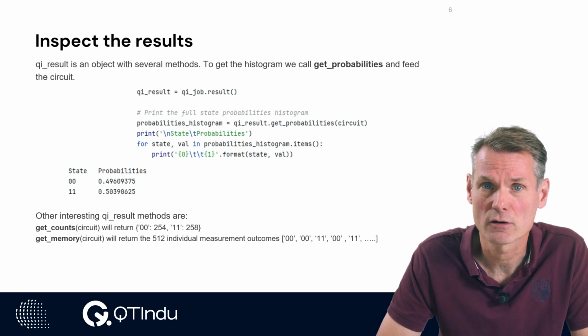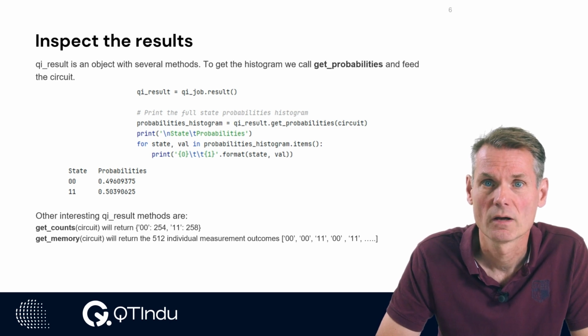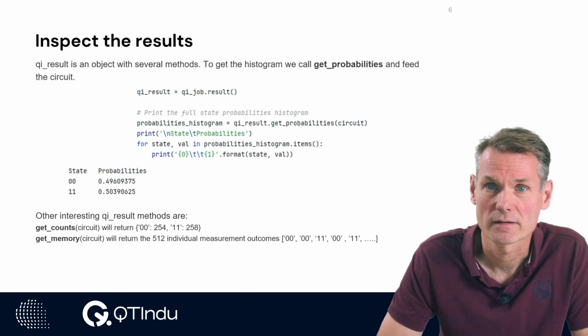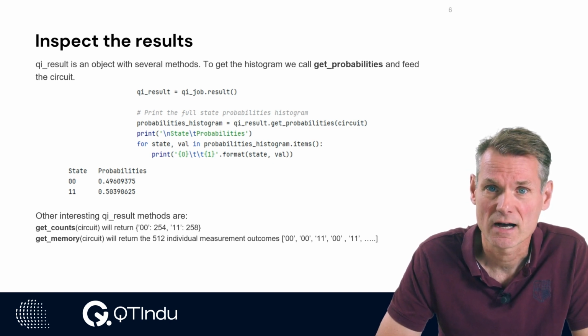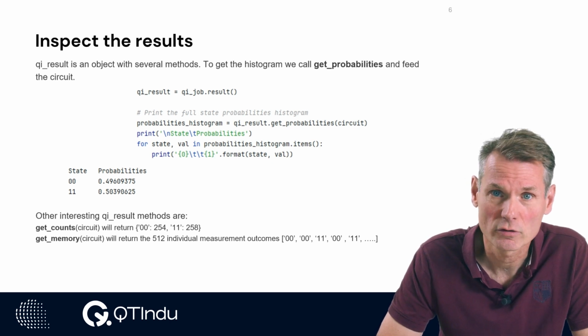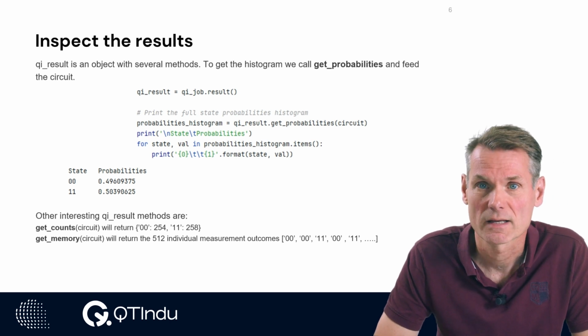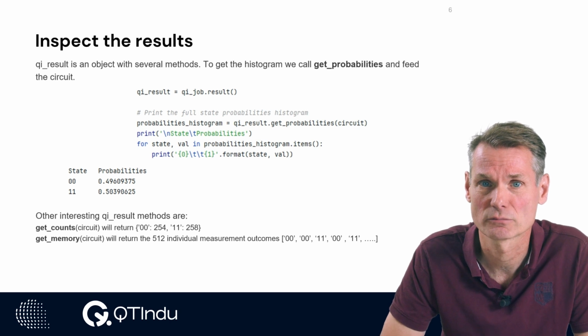Qiskit functions often allow you to specify 1 or multiple circuits as a list. Other interesting methods we can use on QI results are getCounts, getMemory and getCalibration. The latter one gets the latest calibration data and is only useful for hardware backends. The method getCounts will return the number of times each state was measured. The total equals the number of shots, here 512. GetMemory will return the 512 individual measurement outcomes.